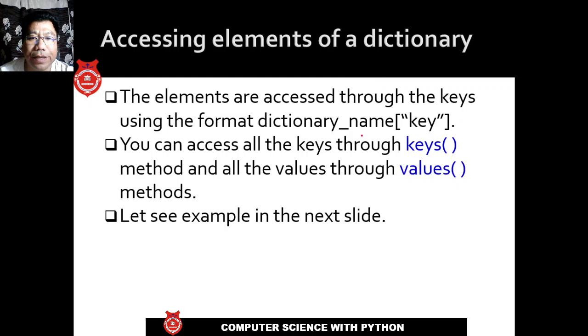The first one is you can specify the name of the dictionary, and within square brackets you can specify the name of the key. There is also another method which is known as keys. Using keys, you can get all the keys available in the dictionary. Using values, you can get all the values in that dictionary. Let's see an example.